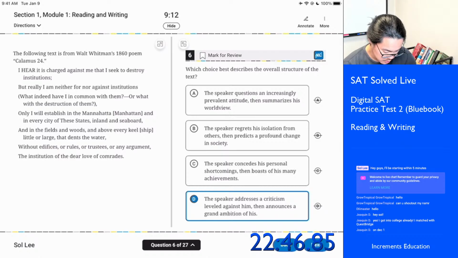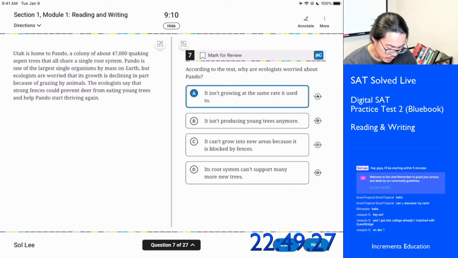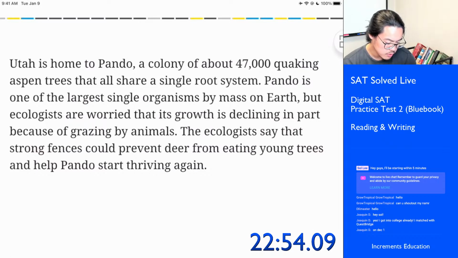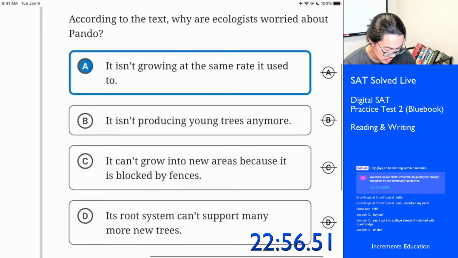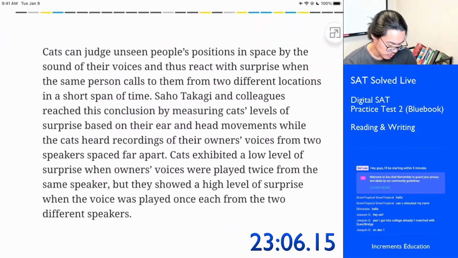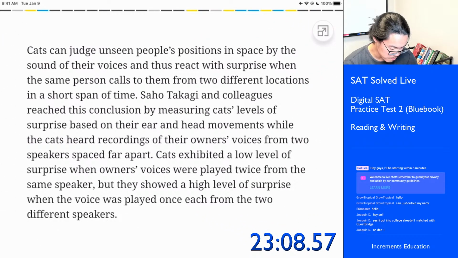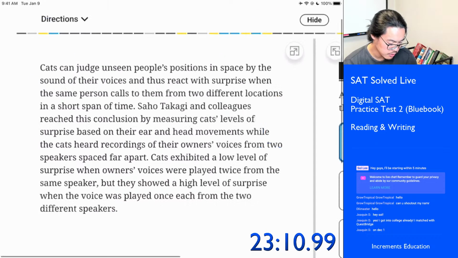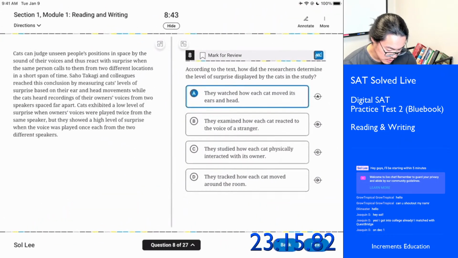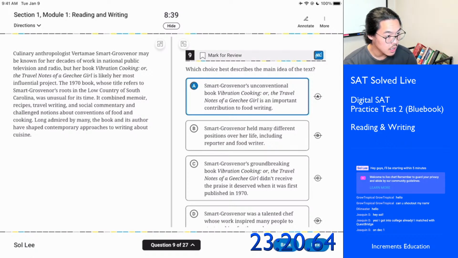That's a criticism than his grand ambition, sure. Why are they worrying about Pondo? Pondo is one of the largest, but they're worried that its growth is declining, and this is growth is declining. Okay. Just double checking B, C, D. Yeah. And then now we're looking here. Cats, they measured the level of surprise based on ear and head movements. It's a detailed question. So they measured how each cat moved its head. Sure, that's A. I'm confident in that.